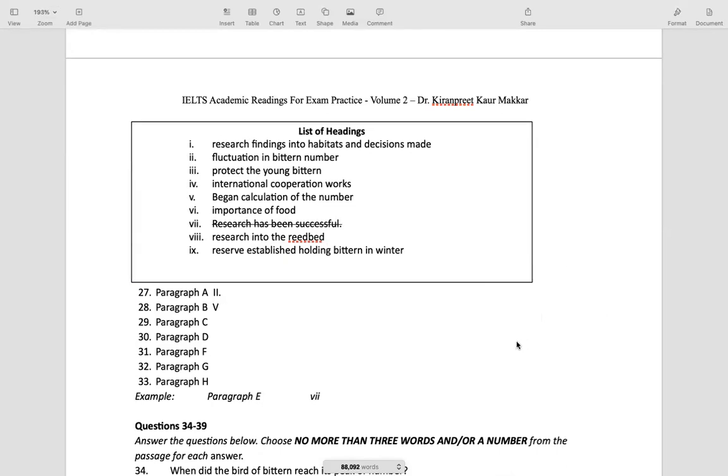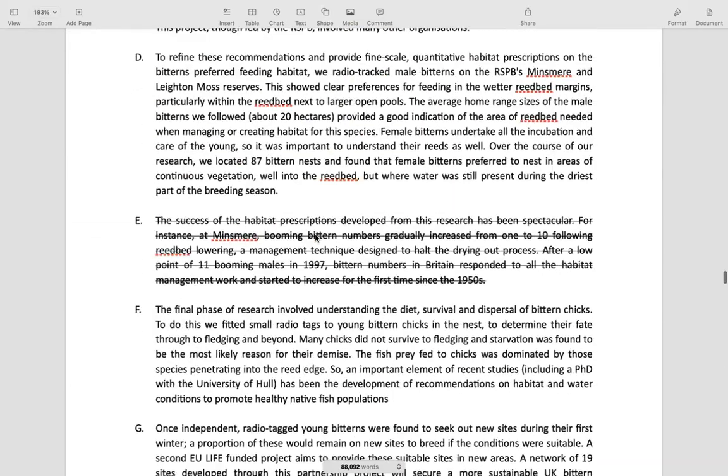Perfect. Your explanation is perfect. If decisions have been made, we'll mark 1. If they don't talk about decisions made, then we'll mark eight. So let's read further and see if decisions have been made or not. Okay, Sandeep, continue reading.